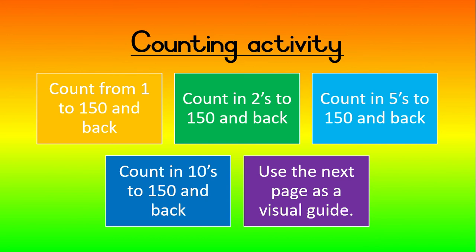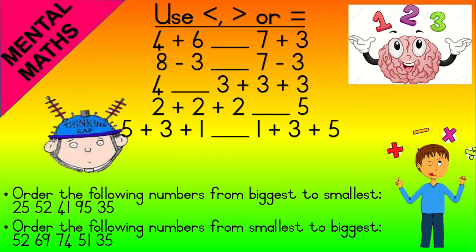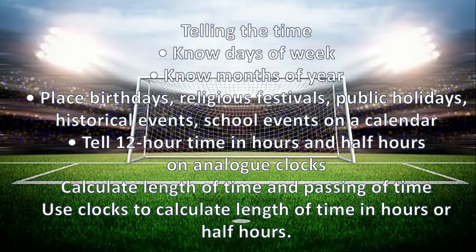For the counting activity, please make use of the following prompts on screen, then pause this page as the children do their counting activity. For mental maths, only allocate 1 minute per section for the comparing of numbers and then to order the numbers. The goal and aim for today's lesson is to tell time, know the days of the week, know the months of the year, and place birthdays, religious festivals, public holidays, historical events, and school events on a calendar.